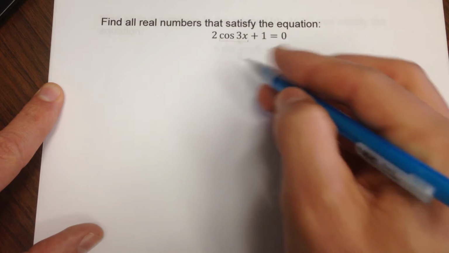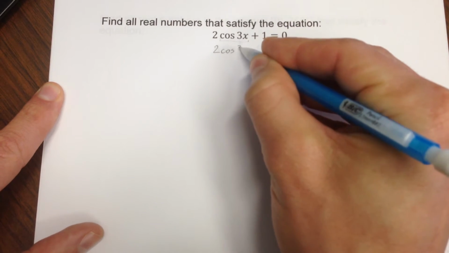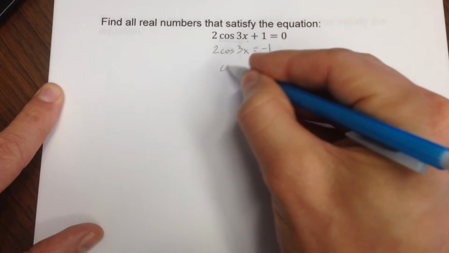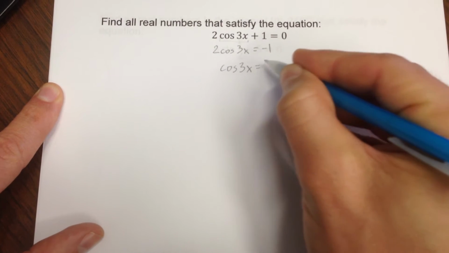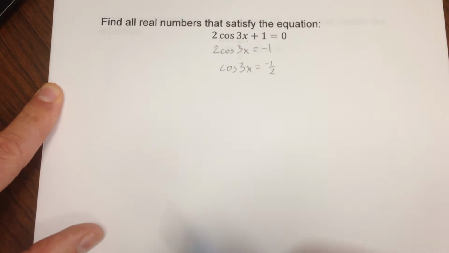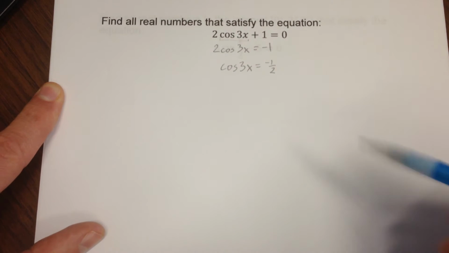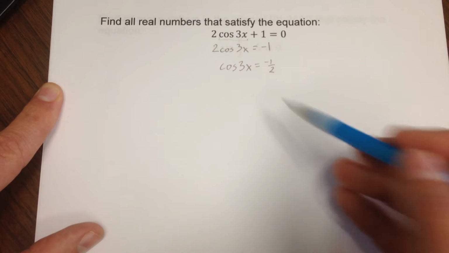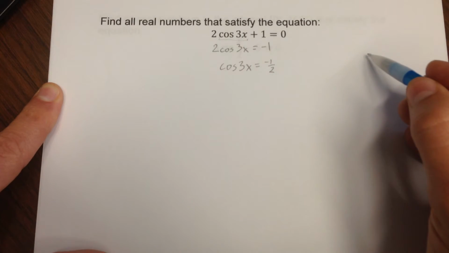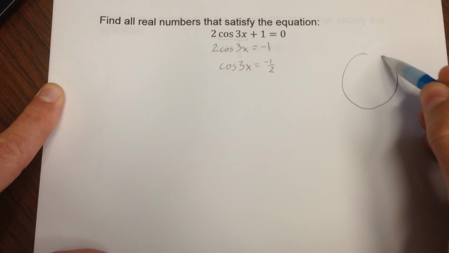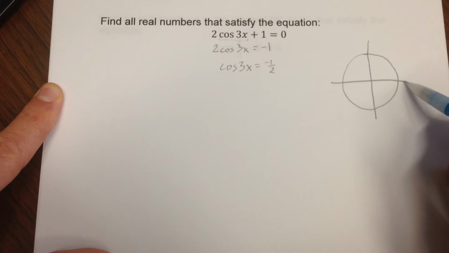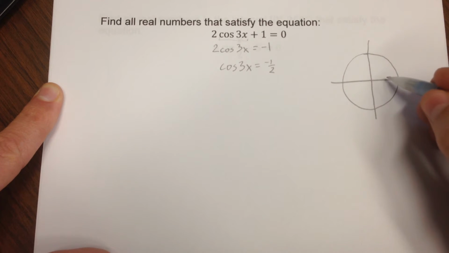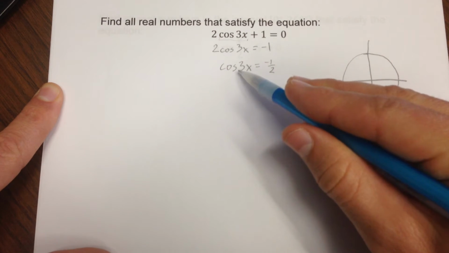We're going to subtract 1 to the other side. Then I'm going to divide both sides by 2. Now, what you'd really like to do is get x by itself. Now, recognize that cosine of 3x being negative 1/2 means that you can think about that as being the adjacent over the hypotenuse, or you can think about on the unit circle the x value of cosine.